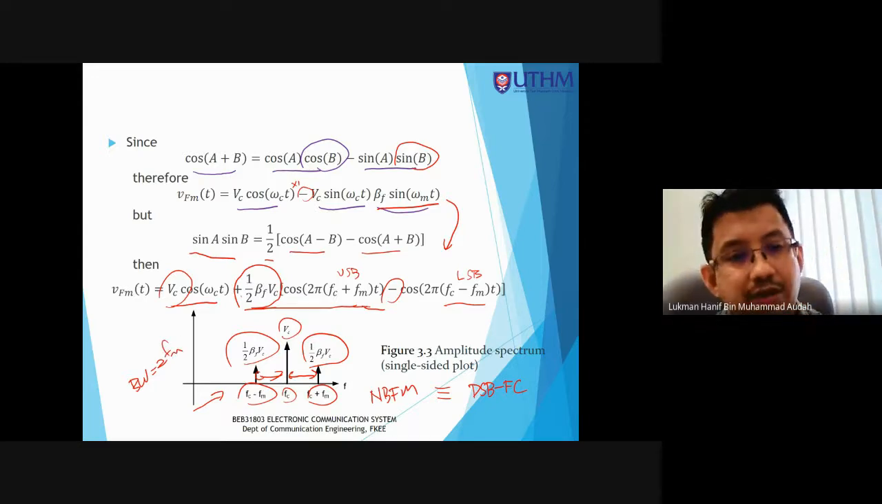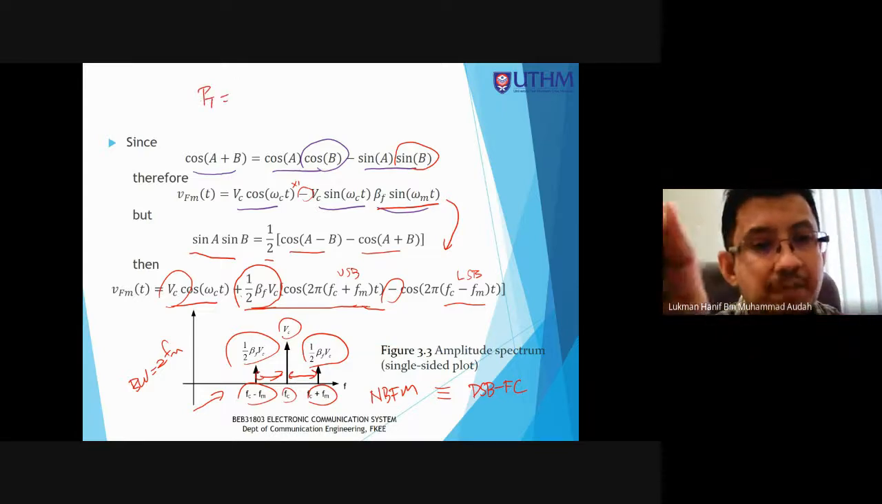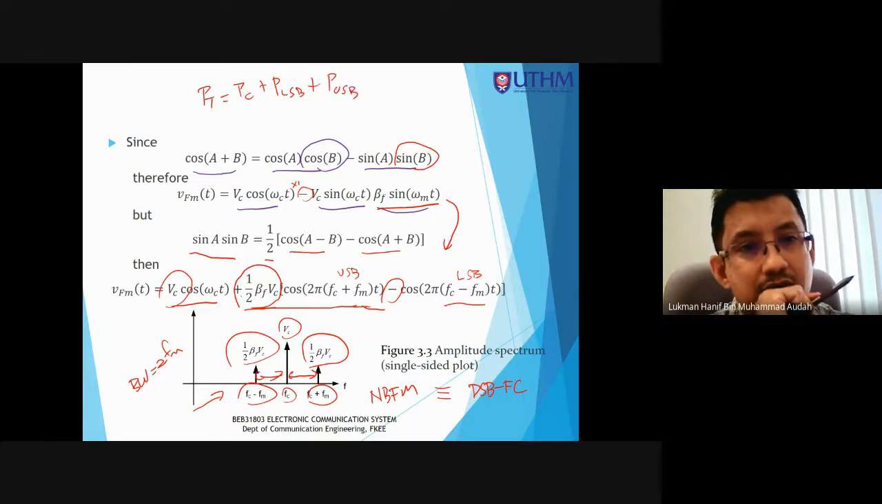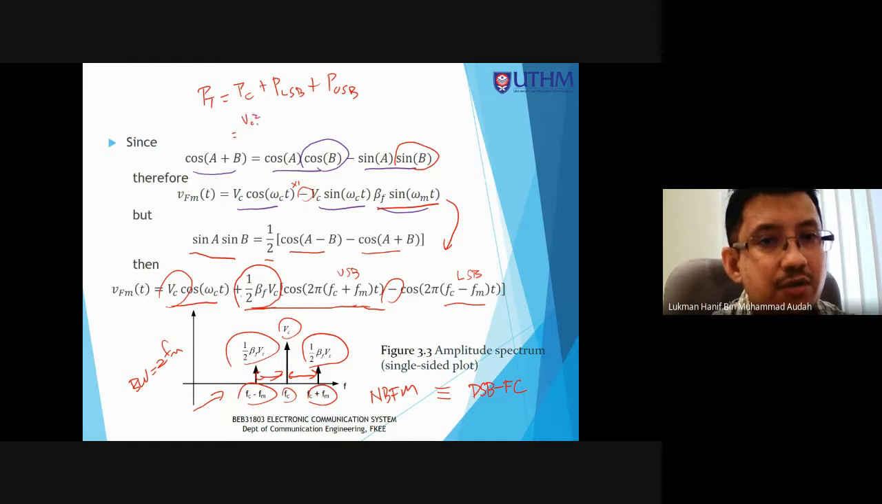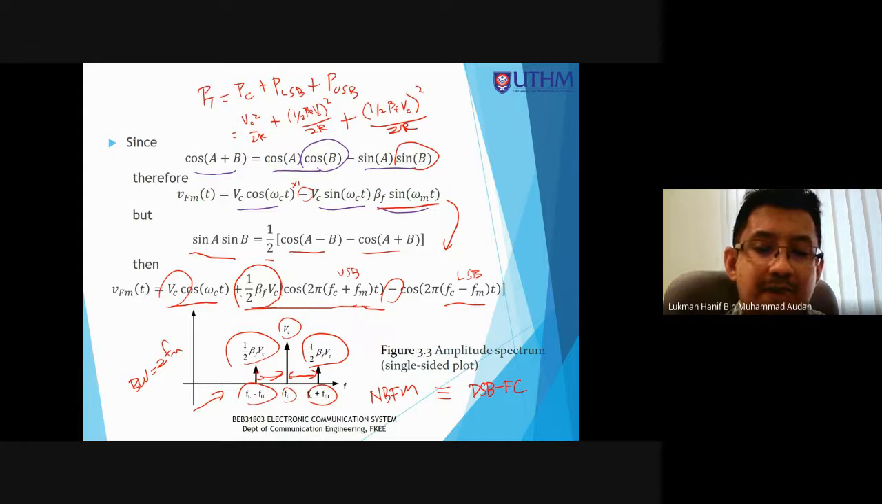Okay, and if you want to calculate the power, of course, power P total. In this case, it is equal to PC plus PLSB plus PUSB. Okay, so ini adalah VC square over 2R. This is 1/2 beta F VC kuasa 2 dibagikan dengan 2R plus 1/2 beta F VC square over 2. So this is if you want to calculate the power.